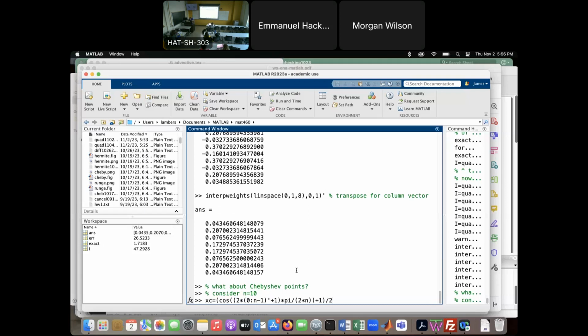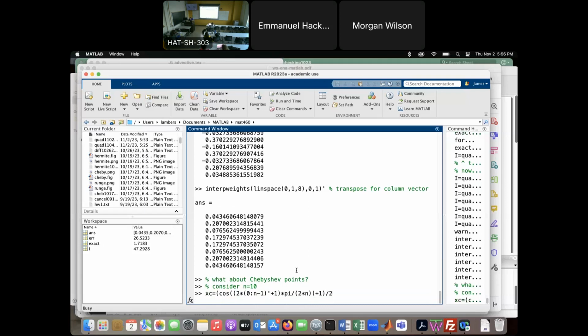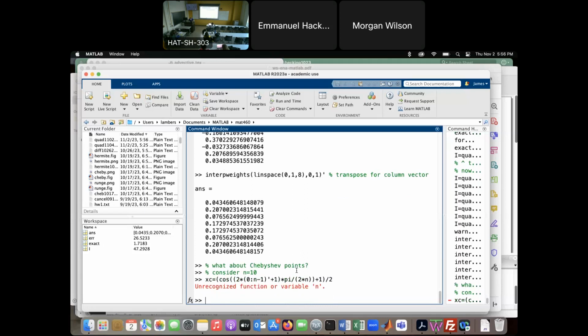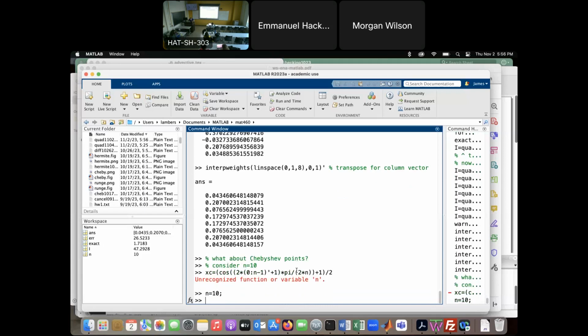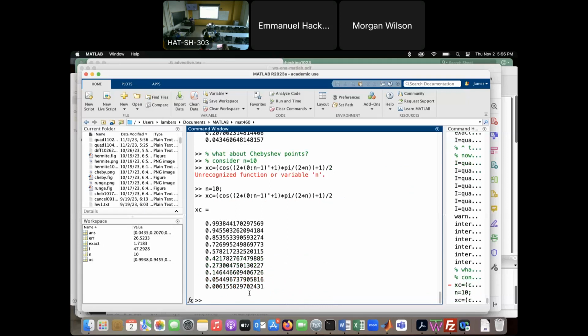Okay. I need to set n equal to 10. Whoops. Okay, so here are the Chebyshev points mapped to the interval 0 to 1. Notice in the middle of the interval, around 1/2, there's a fair gap between them, like 0.15 between this one, this one, this one. But as you get closer to the ends, the points get much closer together. But we already knew that about Chebyshev points. They're clustered near the boundaries.